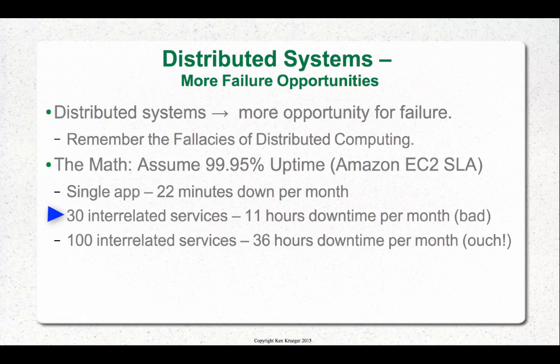But if you have 30 interrelated services, and a failure in any one of them would have a systematic failure of some kind, then we are looking at 11 hours of downtime per month, which is half a day. And imagine that that's on your busiest day. And going further, what if we have 100 interrelated services? That could result in as much as 36 hours of downtime per month, which is over a day. Maybe it's your busiest day or your busiest weekend.